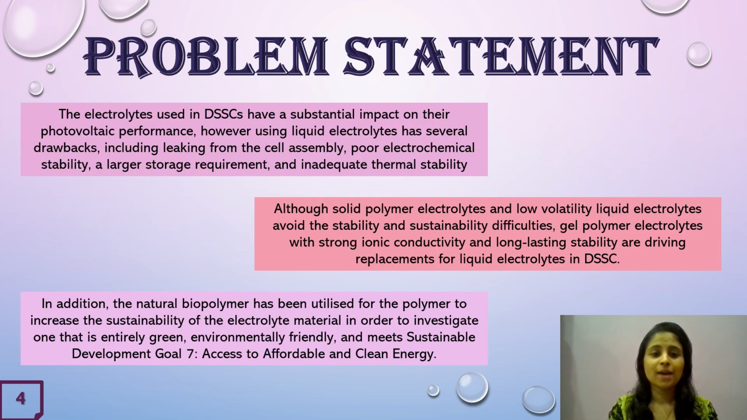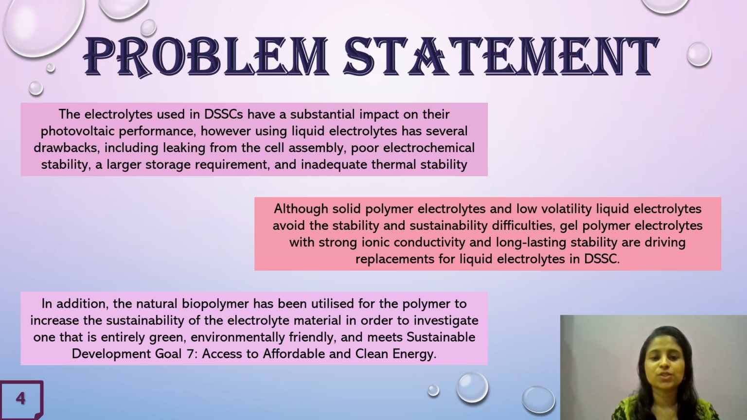In this slide, I'm going to be talking about the problem statement of my research project. Firstly, the electrolytes used in DSSCs have a substantial impact on their photovoltaic performance. However, using liquid electrolytes has several drawbacks, including leaking from the cell assembly, poor electrochemical stability, a larger storage requirement, and inadequate thermal stability.